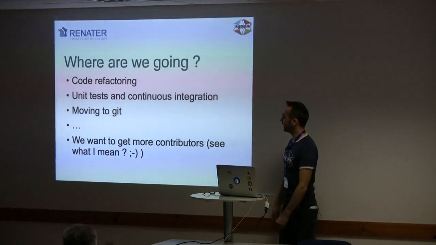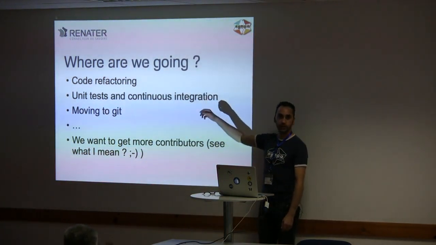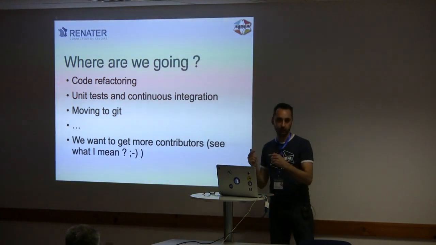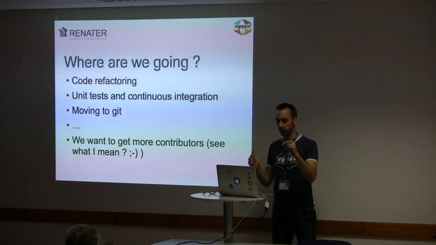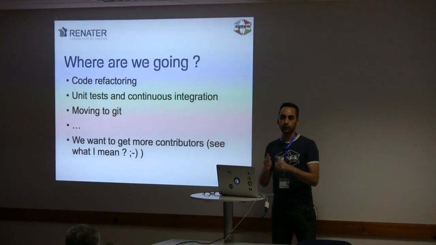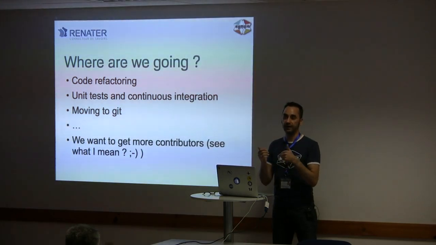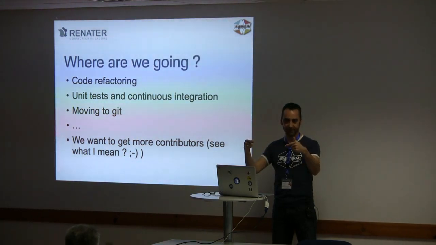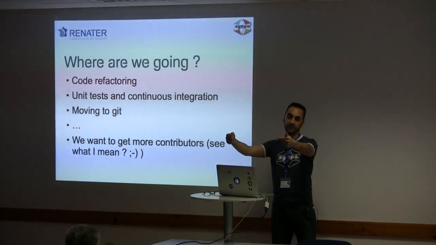We are actually engaged in a large code refactoring. Guillaume, the guy over there, you remember? With the sunglasses. He's doing it right now. That will be the 7.0 version of Sympa. We want to implement unit tests. Yes, we didn't do any tests on Sympa. This was tested live on our production server until it was good enough to be released as a beta version. And two months later, it was considered stable.